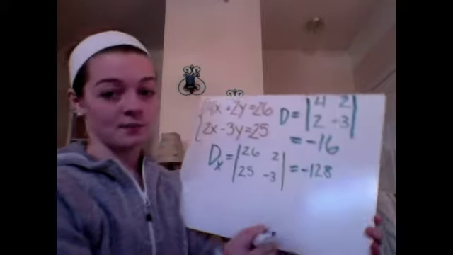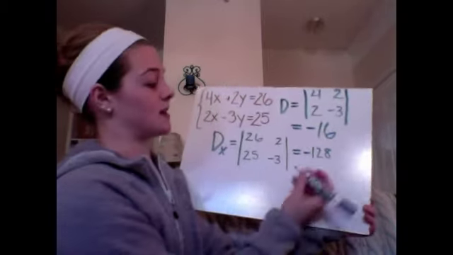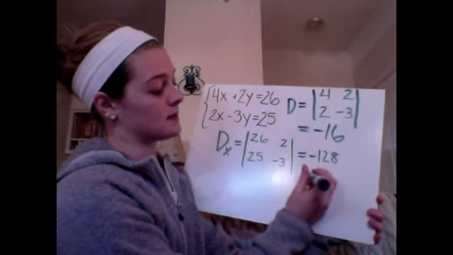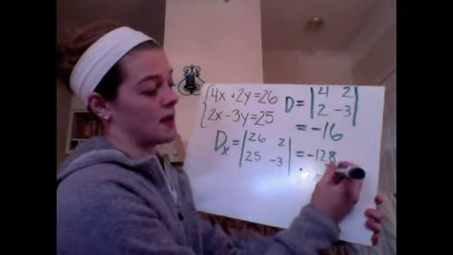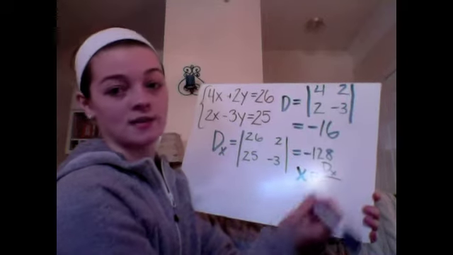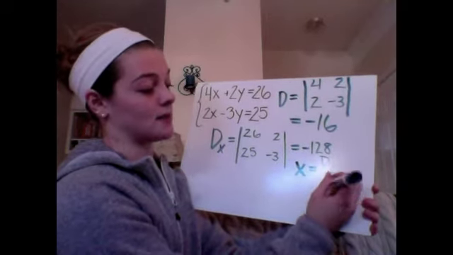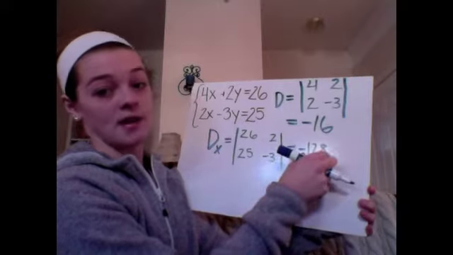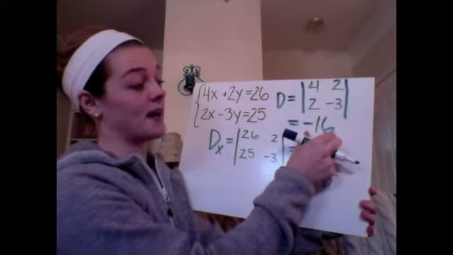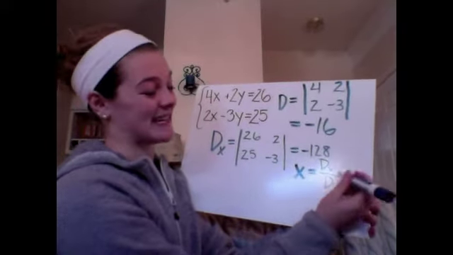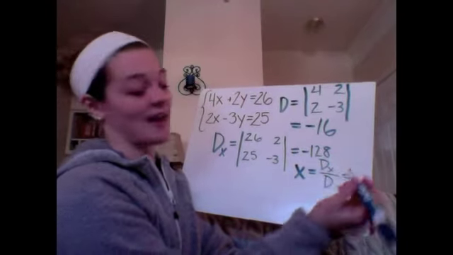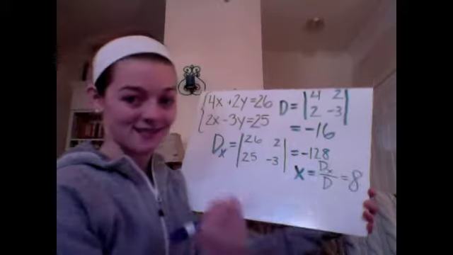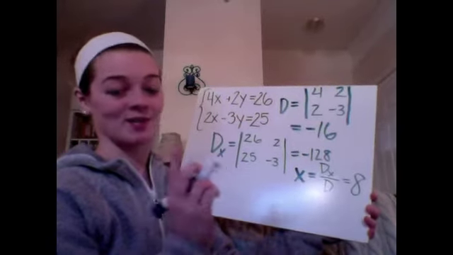Alright, and so before I do y, let me just show you why we're doing this. To solve for the variable x, x is really being equal to that determinant dx that we just did divided by a determinant d. So we're really taking the -128 and dividing it by -16. And if you divide -128 by -16, you find that x is equal to 8. So far so good because we just got that.